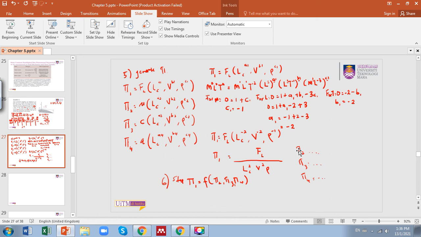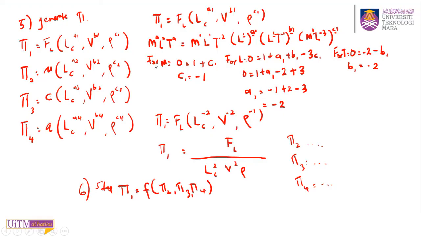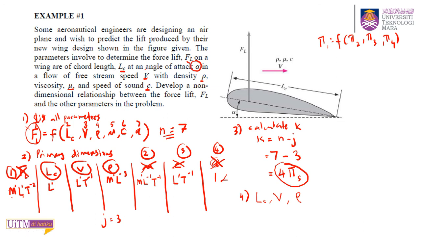Sir, I want to ask, why is the value of J 3 in this question? J is 3, this question. How can we get 3? Again, J is the number of primary dimensions, right? Oh, okay. So that's how you get 3. M, L and T. Okay. Any other question?